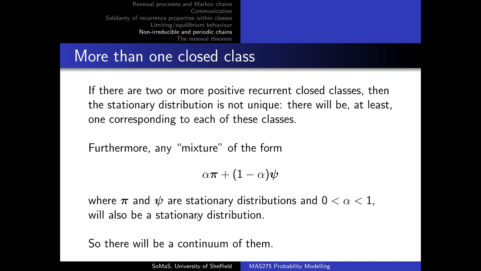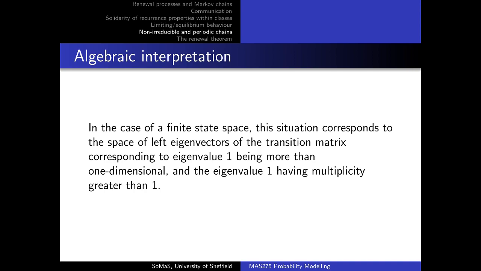And this one is a stationary distribution. So you end up with a continuum of stationary distributions. This is linked to something in linear algebra, because it means that the eigenvalue 1 has multiplicity more than 1. And so we can find more eigenvectors than just multiplying by a scalar lambda. There are at least 2 independent eigenvectors.